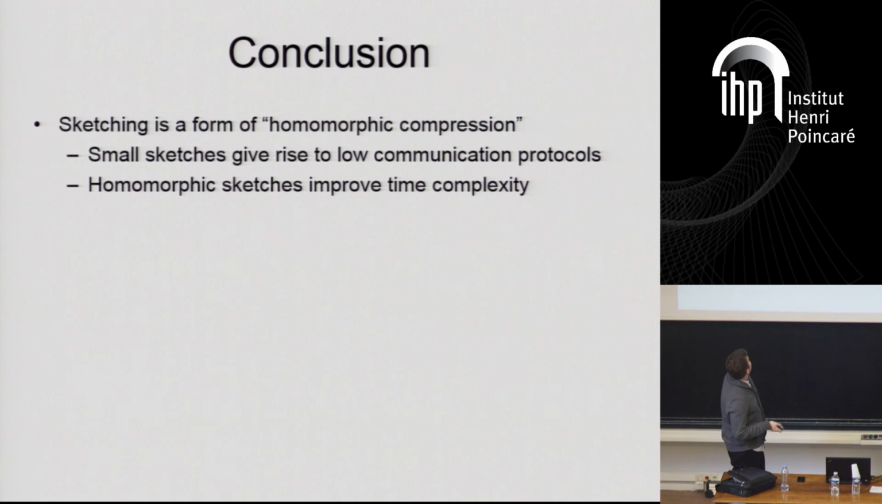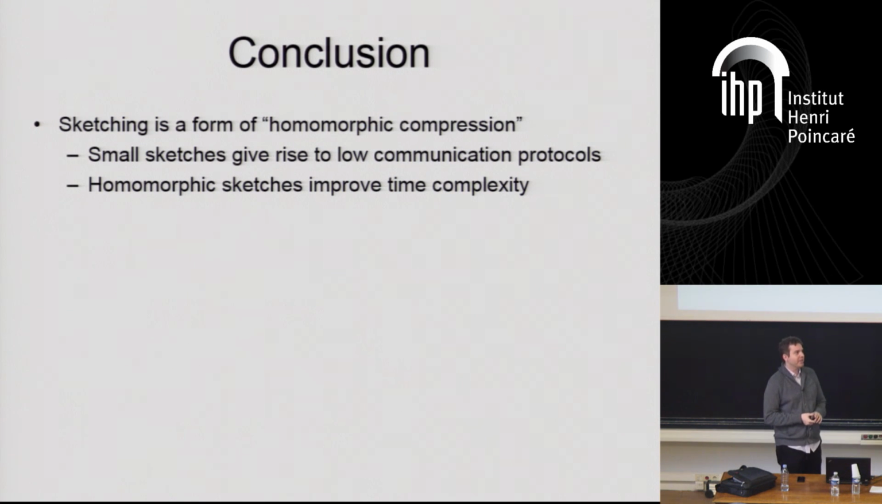So just to conclude, I view sketching as a form of homomorphic compression. Small sketches are nice. They can match information theoretic bounds. They give rise to low communication protocols, etc. But oftentimes you want compression that is also useful. And if you have these kinds of sketches, you take some problem, you sketch it to something smaller, and you can actually just solve the same problem on that sketch. Okay, so it preserves things like convexity, etc.